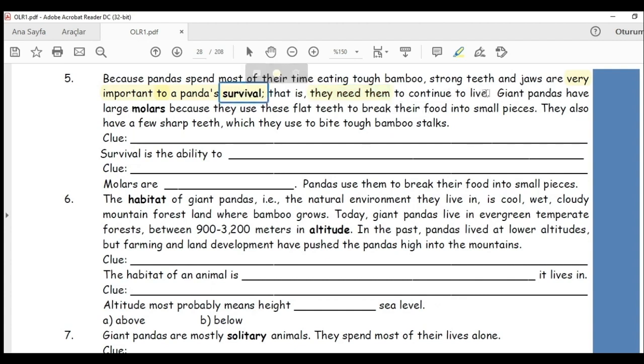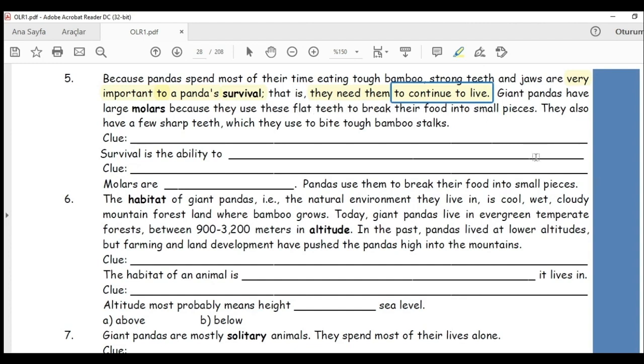And survival means, in this case, to continue to live, right? Survival is the ability to continue to live. And our clue is "that is." Giant pandas have large molars because they use these flat teeth to break their food into small pieces.